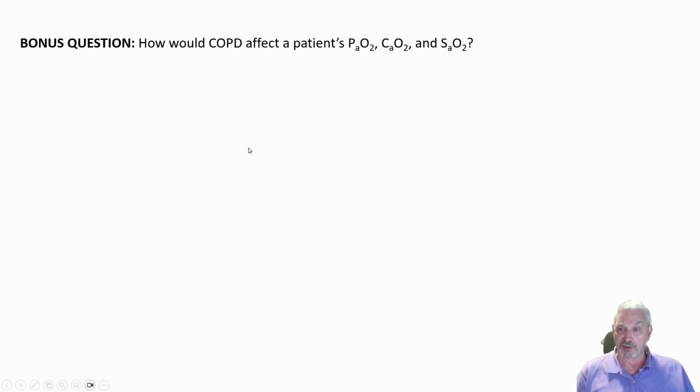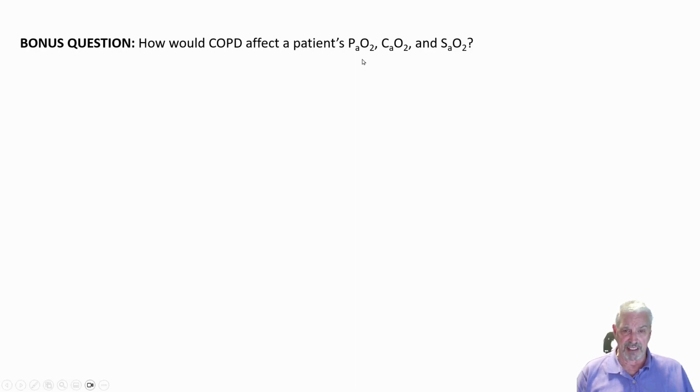So I thought I'd finish with a bonus question, and I'm going to pause after I ask it and let you think just a little bit. How would chronic obstructive pulmonary disease affect a patient's PaO2, CaO2, and SaO2? So what's the first thing you're going to do?